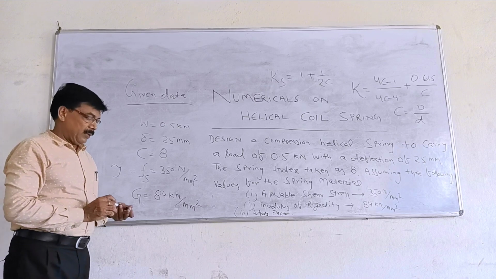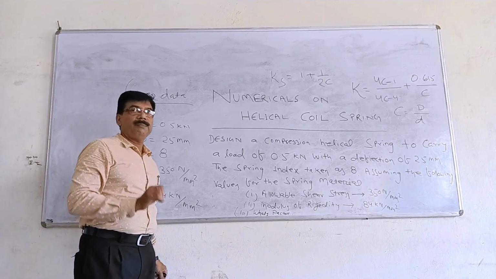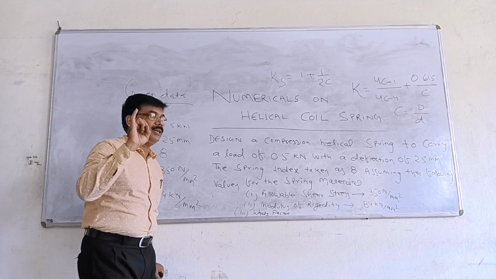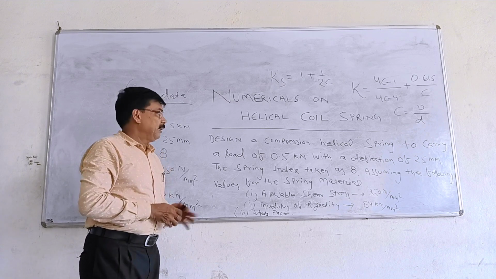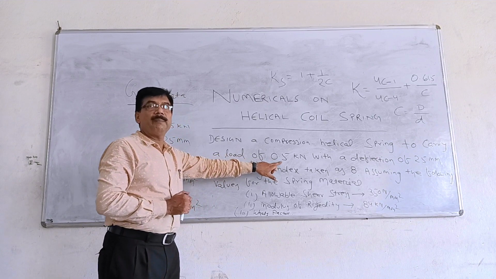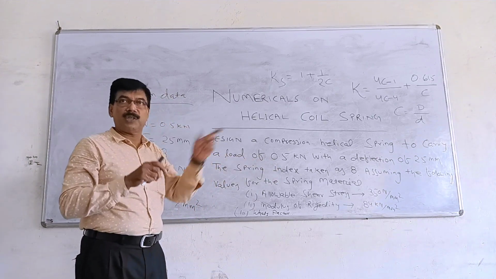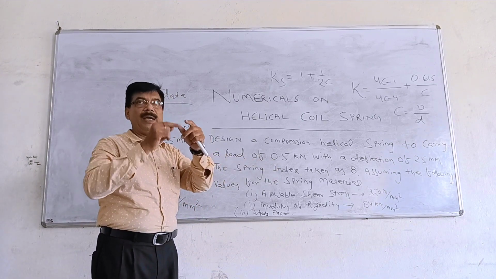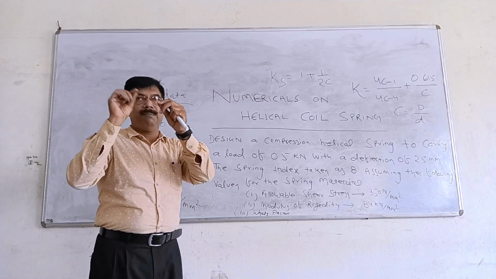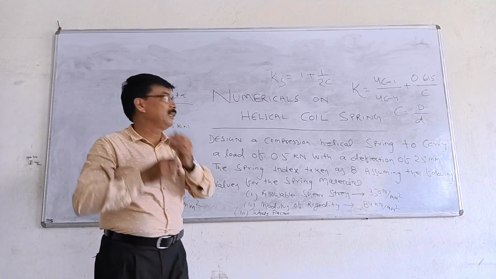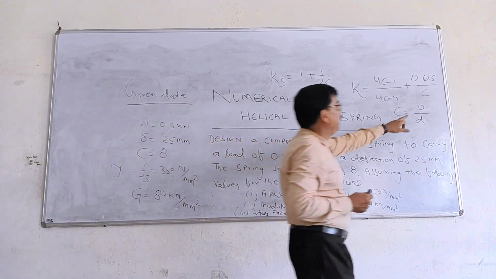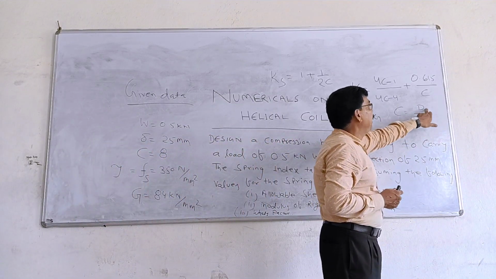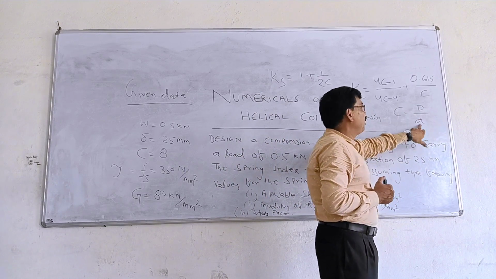What are the parameters? First we will start to find out wire dia. Depending upon load, what will be the size of the wire? The spring is made by using a wire. So wire means it has a certain diameter, small d. That is small d, not given; we have to find it out. Capital D over small d is the spring index. Capital D means mean coil dia, small d means wire dia.